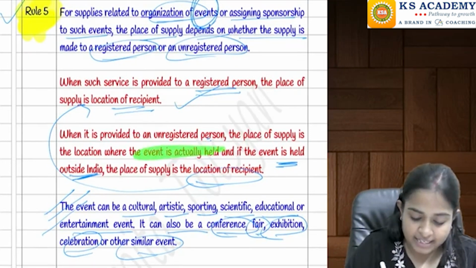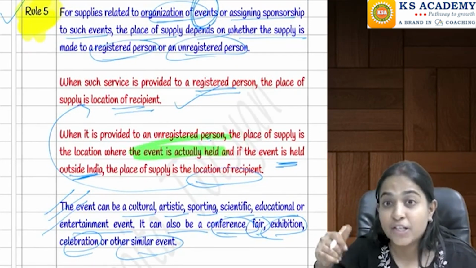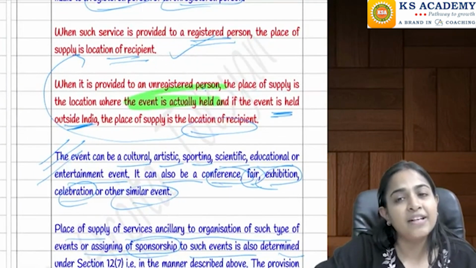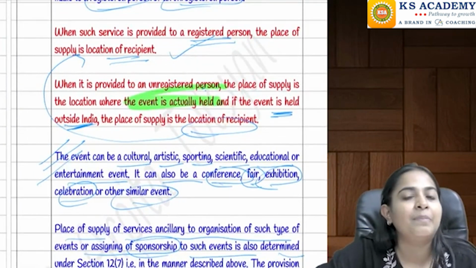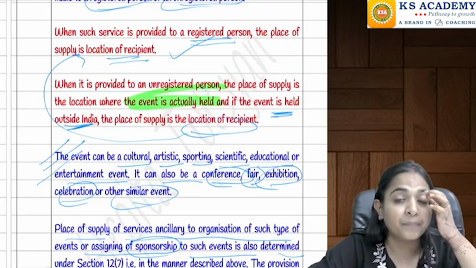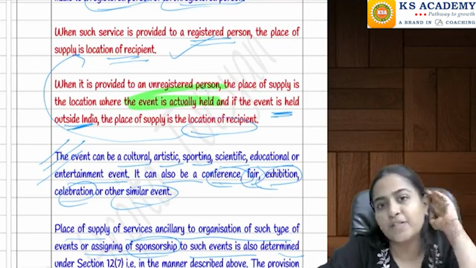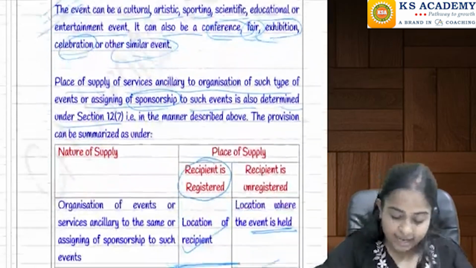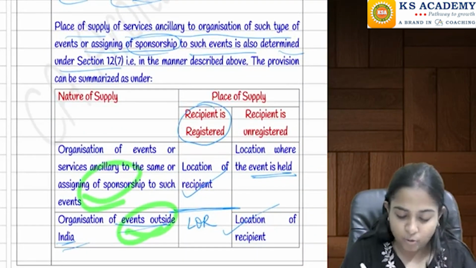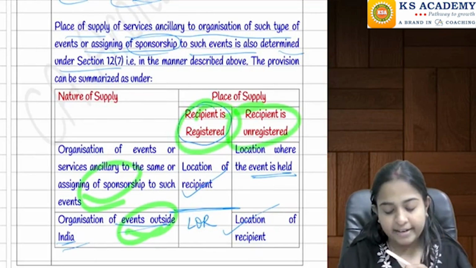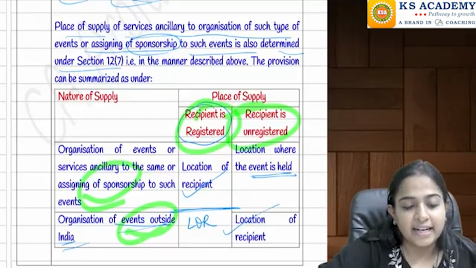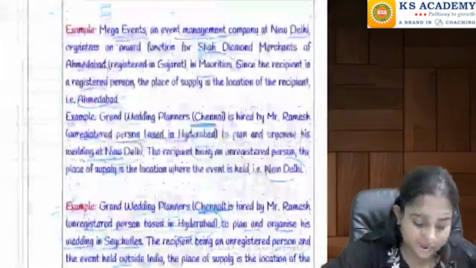But if this event is going to be outside India, in case of an unregistered person, then you cannot keep the place of supply as outside India. So then what is going to happen? In that case, the place of supply will be the location of the recipient. Can you see this? Summary table is given: in India, outside India, registered person or unregistered person. Yes. Okay.